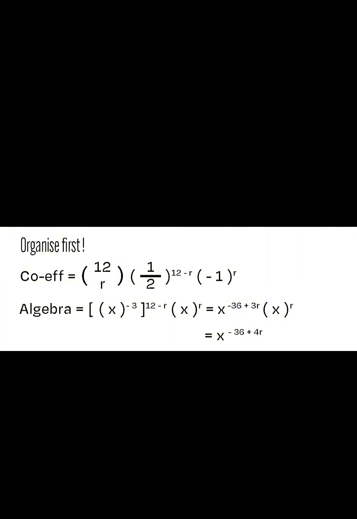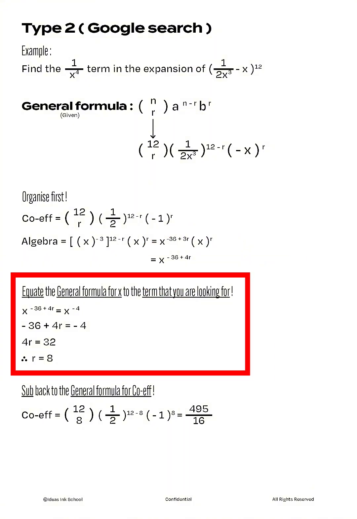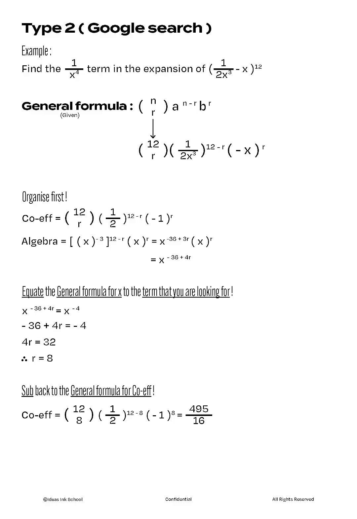That last general formula for algebra is very important because that is the algorithm that will help you find the term that you're looking for. Okay, so how do we do it? We are going to equate the general formula for the algebra, which is x to the power of minus 36 plus 4r, to the term that we are looking for.